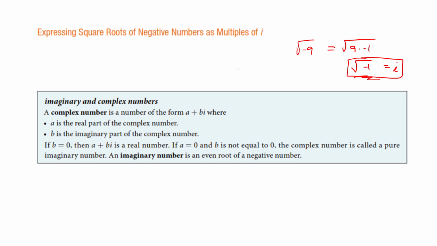Now, we can put that together, say, with a real number. So we can create a complex number. This has a real part, the 3, and then this has the imaginary part, 4i. And so that 4i would just be the 4 times the square root of negative 1. That's what that would mean. So this imaginary part and this real part can come together to create something called a complex number.